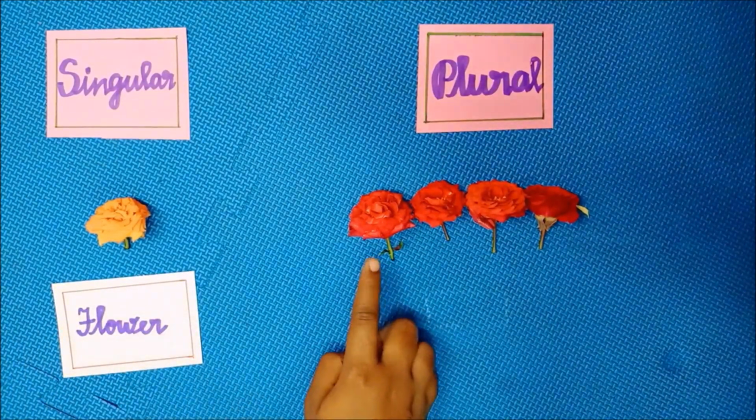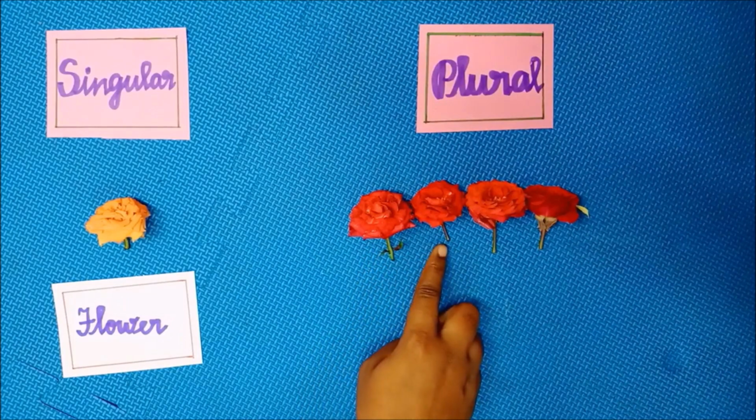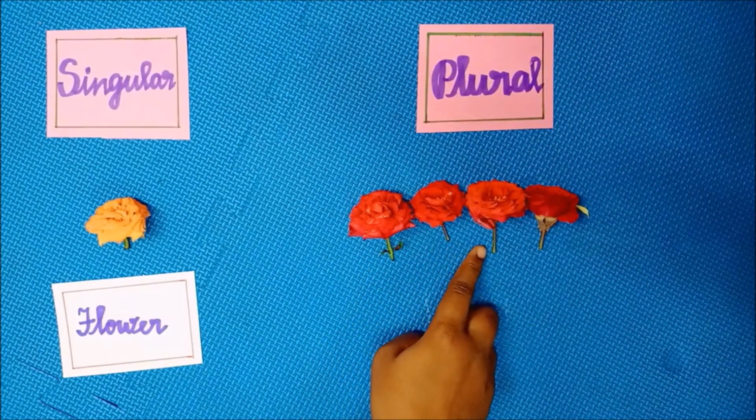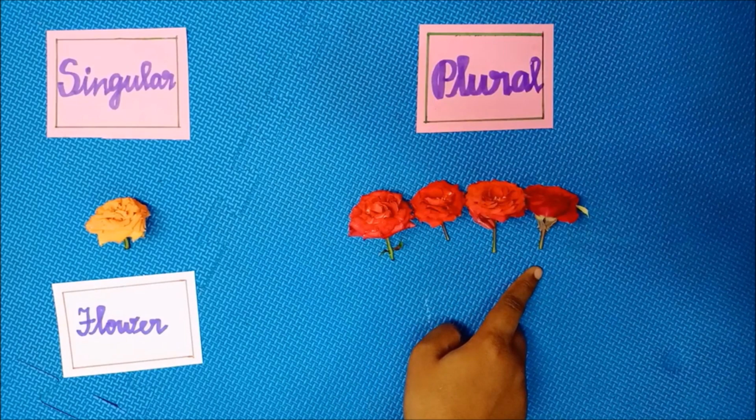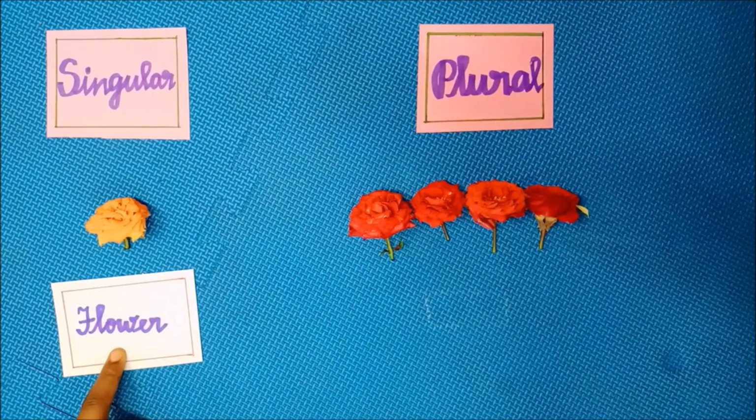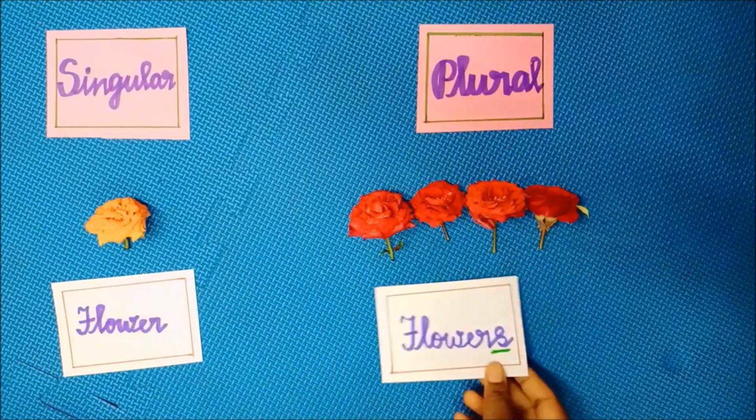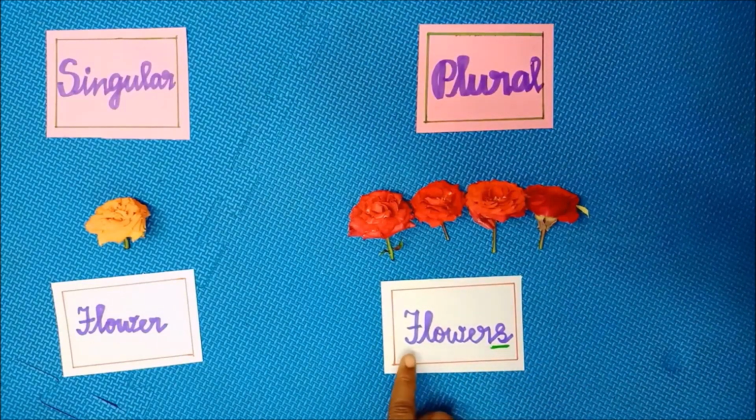Shall we count this? 1 flower, 2 flowers, 3 flowers and 4 flowers. Here I have how many flowers? Yes, very good. I have 4 flowers. So the plural form of flower is flowers. See the spelling?